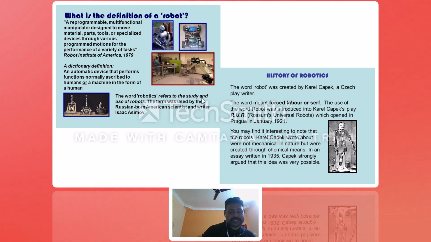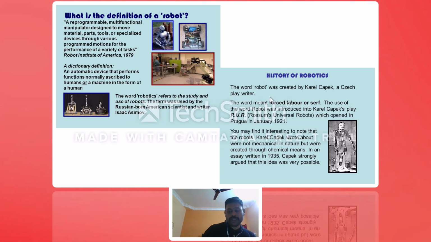The word robotics refers to the study and use of robots. The term was used by the Russian-born American scientist and writer Isaac Asimov. He is the father of robotics. He developed some laws which we still study.